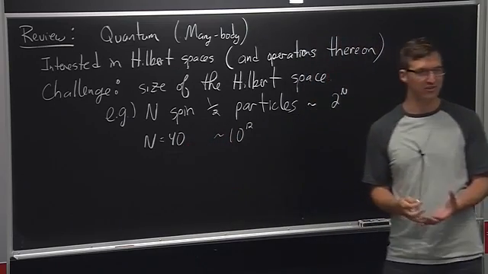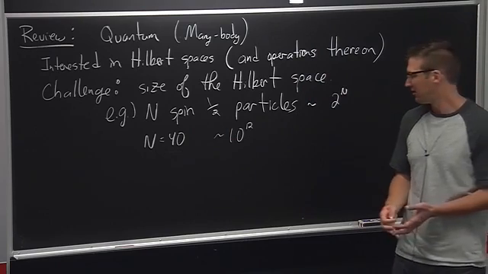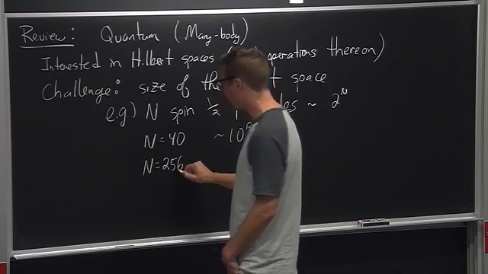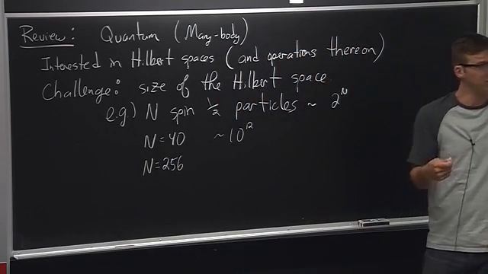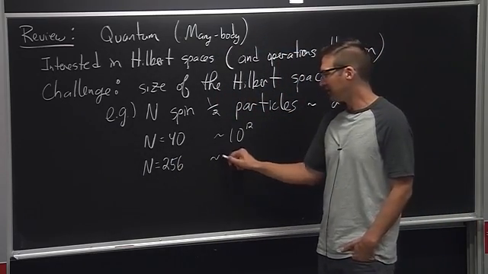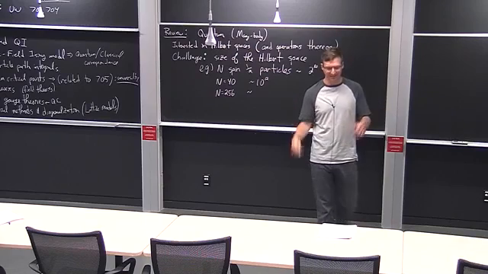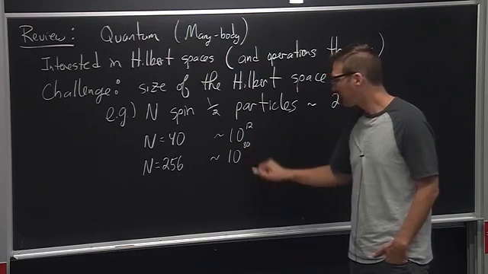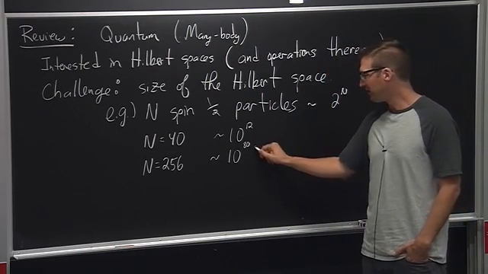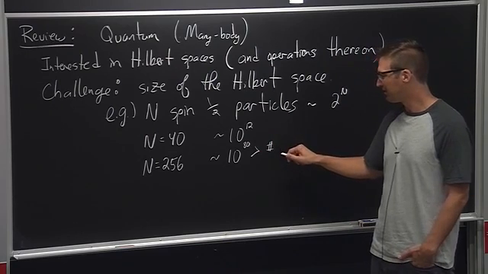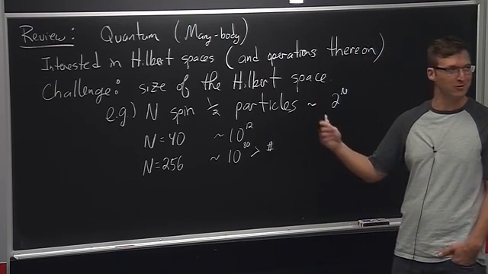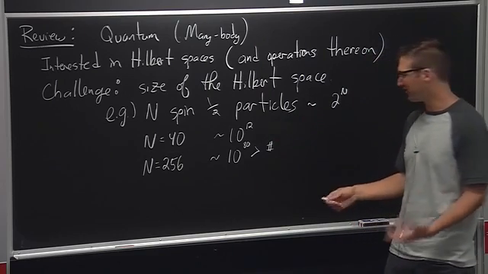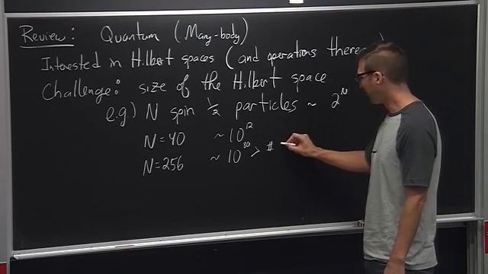If you get to something like a 16 by 16 lattice, so 256 spins, say on a lattice, this is 10 to the 80. So the size of the Hilbert space is greater than the number of particles in the known universe. I forget if that accounts for dark matter, but 10 to the 70 or 10 to the 80 is the number of particles in the universe. So it's greater than the number of particles.